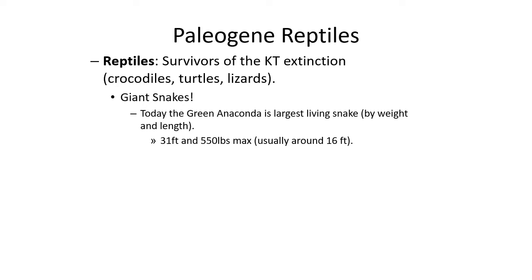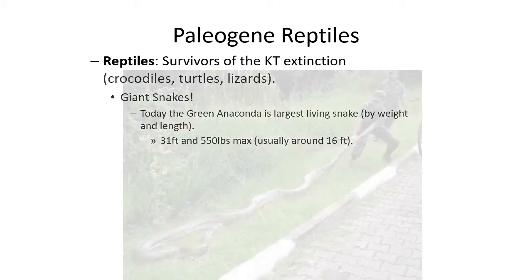Today, the biggest snake in the world is the green anaconda, both in weight and length, and they average out around 16 feet long, though they can get very big. The largest one in captivity that's ever been recorded was around 31 feet long and was about 550 pounds maximum. They can average around 16 to 20 feet.